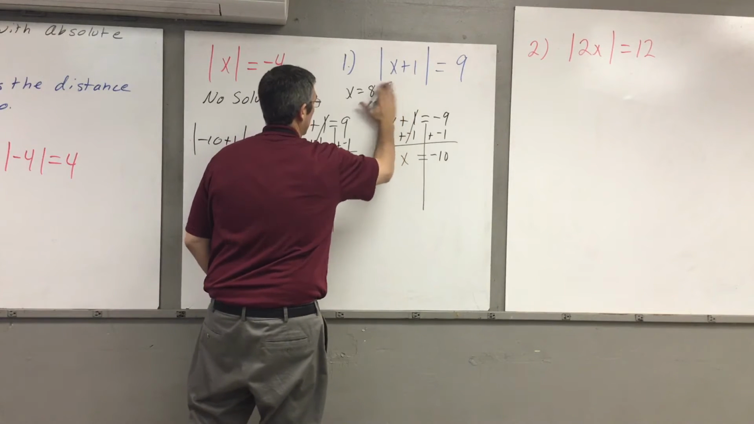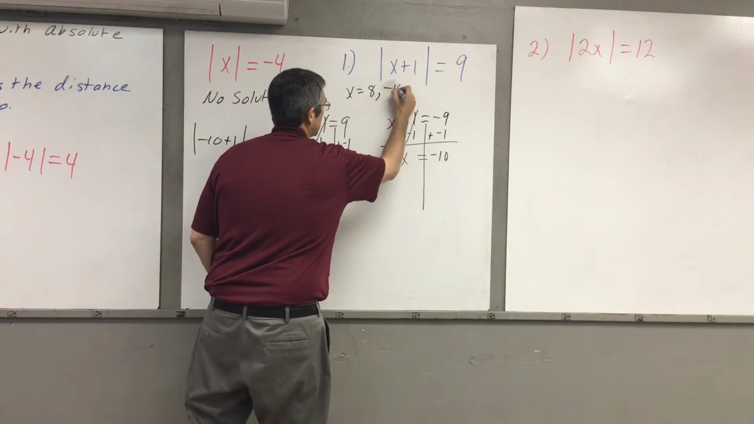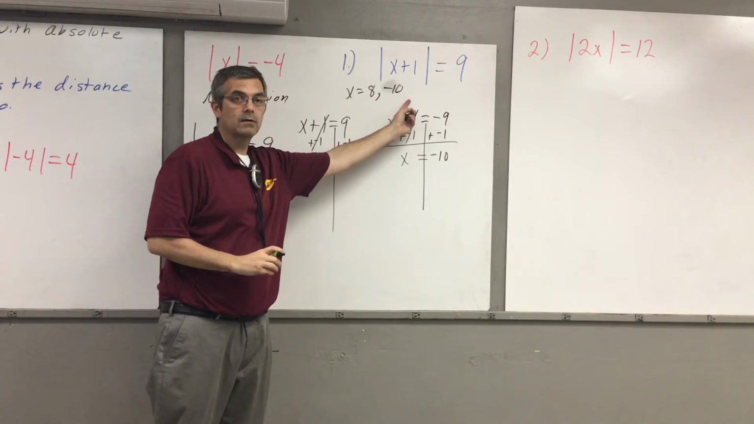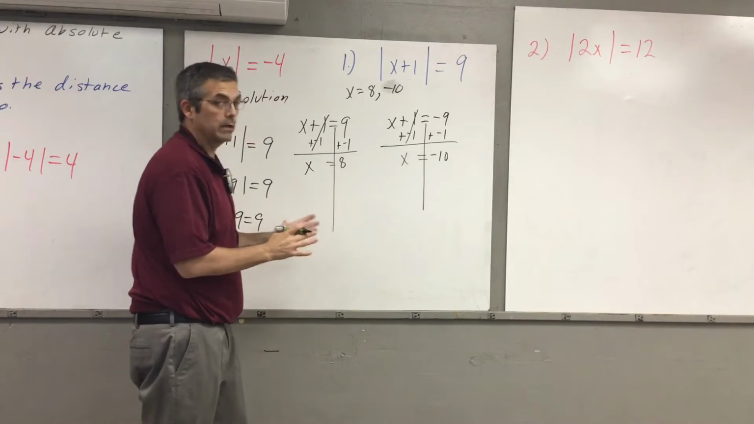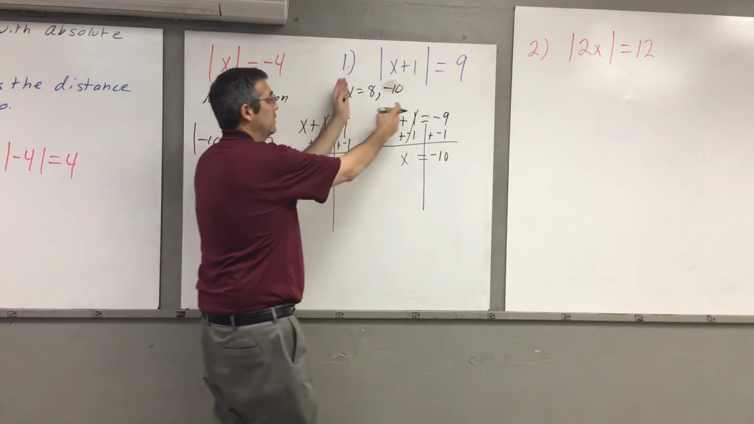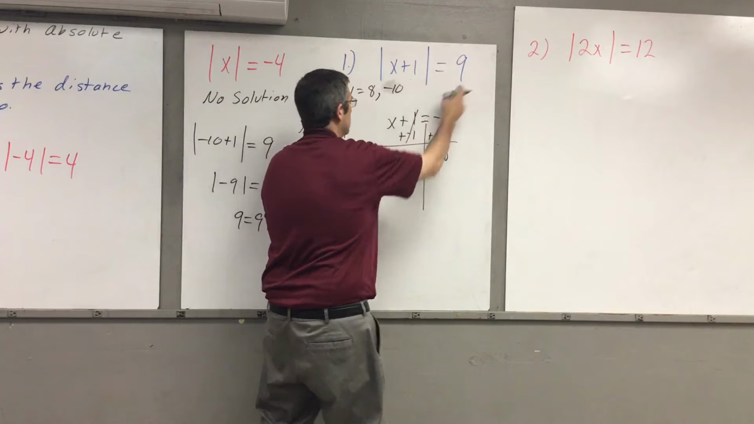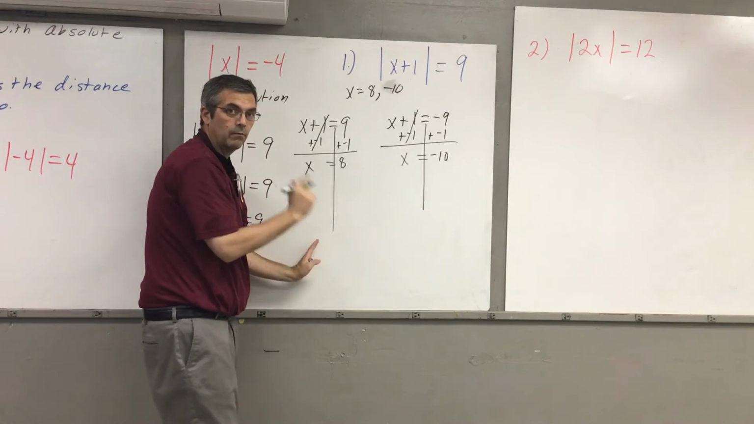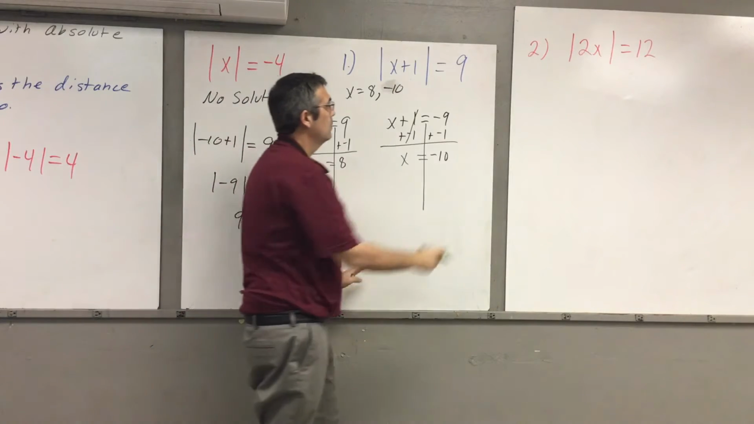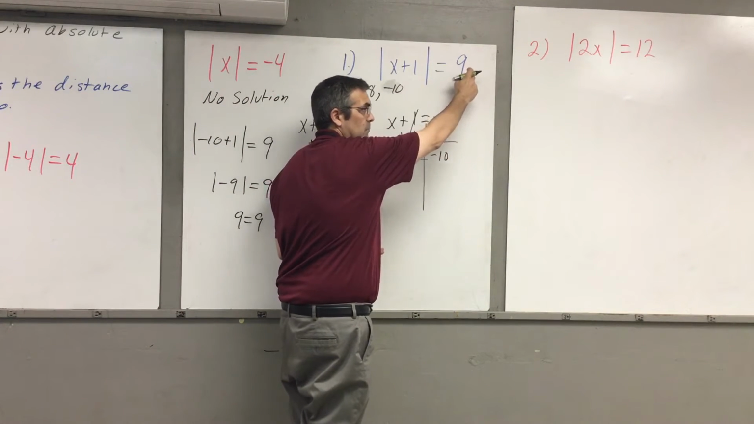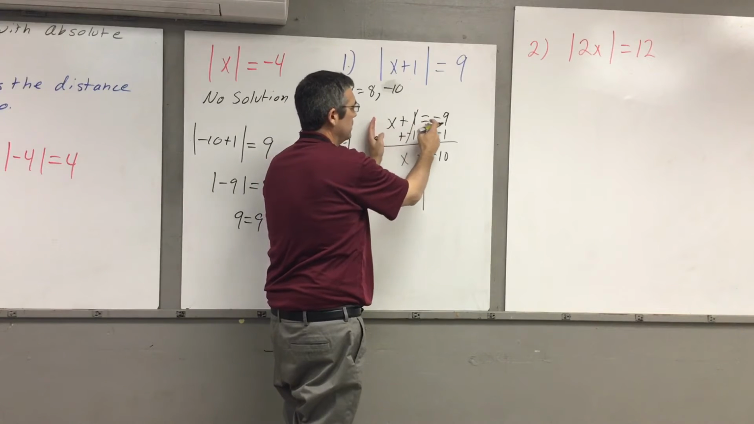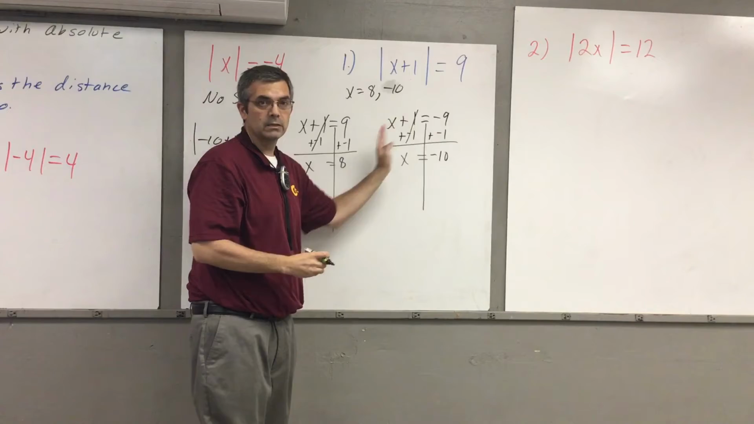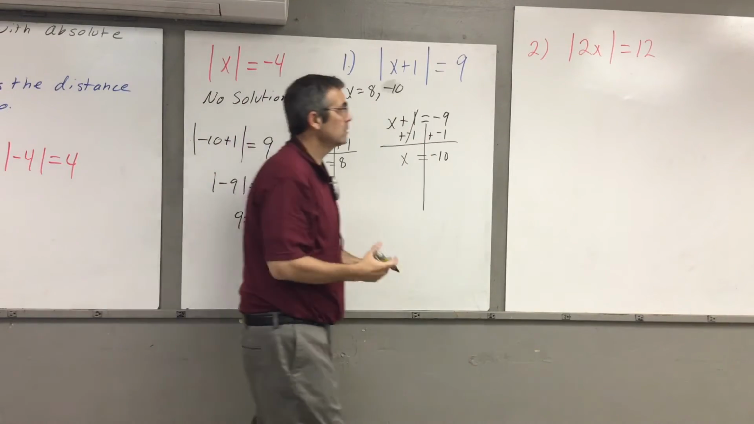So our other answer here, I'm sorry, is -10. I got 9s over here. So the way we work this: we take our equation, x plus 1 equals 9, and we work that one out to solve for our first answer. Then we change the sign of this number over here, x plus 1 equals -9, and we solve there. That will give us our two answers. That's what we're looking for.